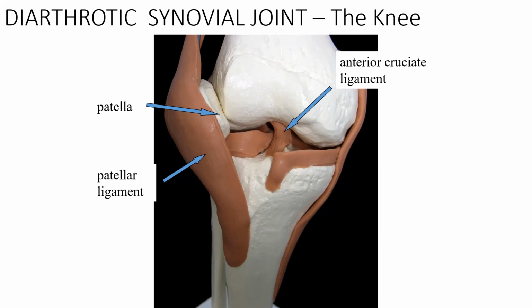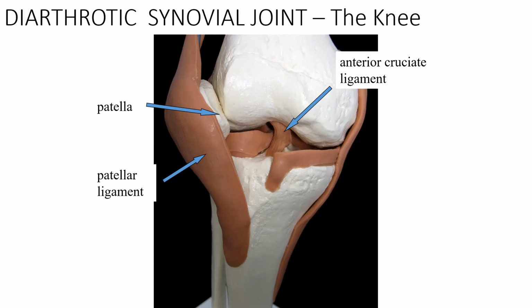So here is our tibia right here. And this is the area between the condyles. This is the lateral condyle of the tibia and the medial condyle, lateral condyle of the femur and the medial condyle here. And so we attach towards the front of the tibia here and extend backwards and attach to the lateral condyle of the femur.